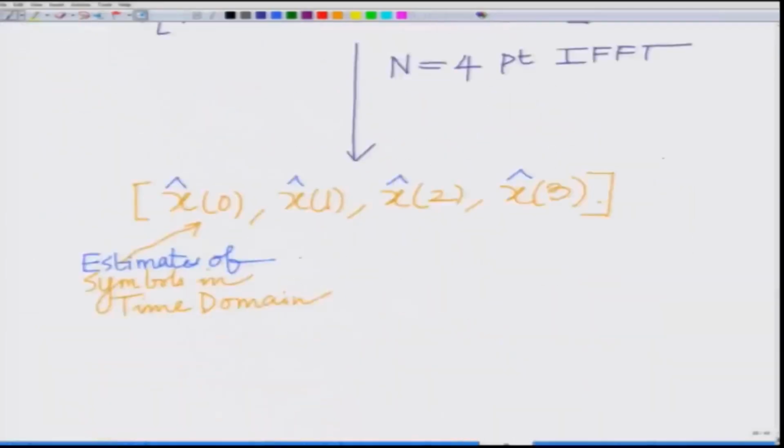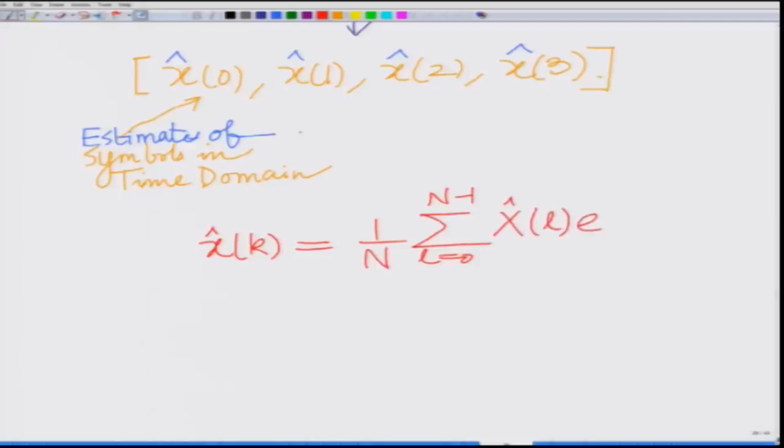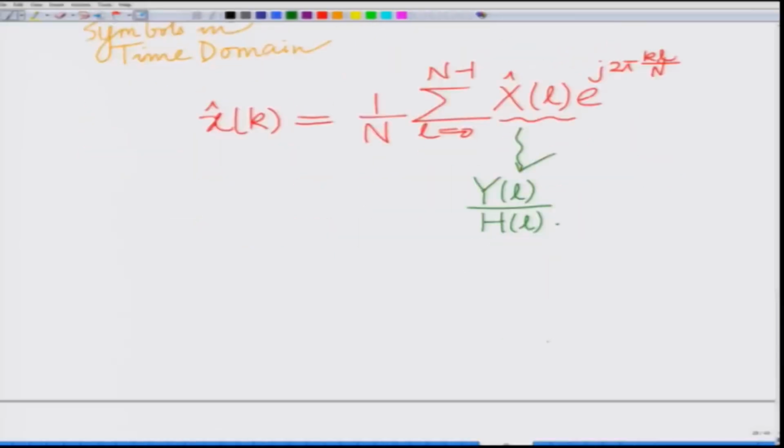And therefore, now naturally what we have is the symbol estimates in the time domain, the x hat of k is the IFFT of the capital X hat of L e to the power of j 2 pi k L by n, and now we know this X hat of L is basically equal to Y of L divided by H of L. So, which I can substitute now.